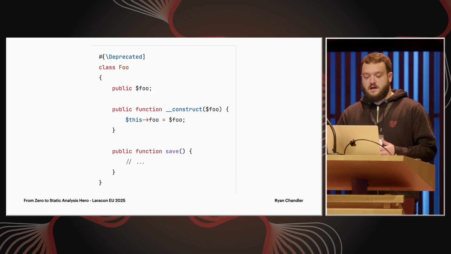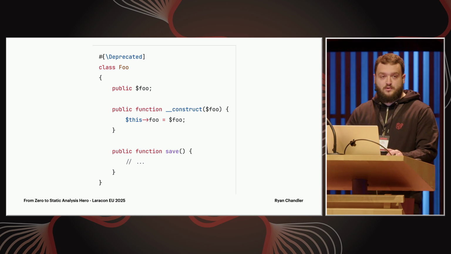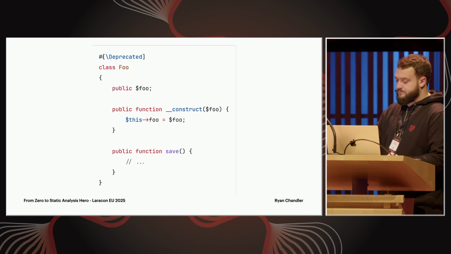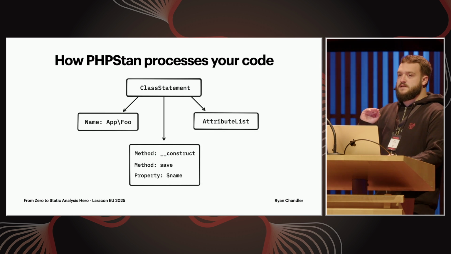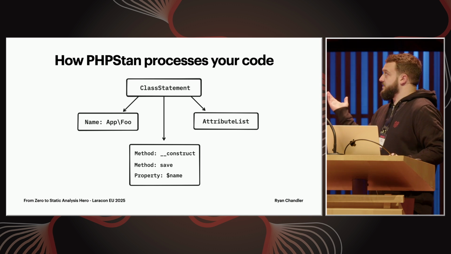So let's imagine a class in our project called Foo. Hopefully that's big enough. It's got a deprecated attribute, something that was recently added to PHP, a foo property, a constructor, and a save method. Pretty simple. When that piece of code is sent through the parser, the AST that's produced might look something like this.